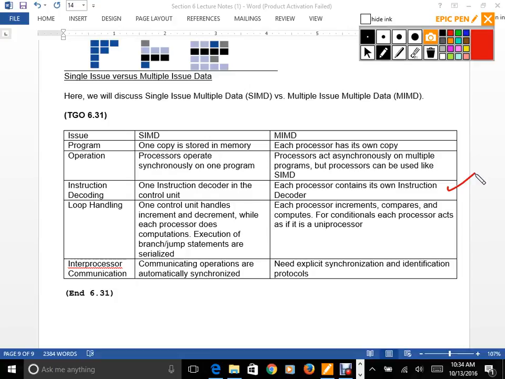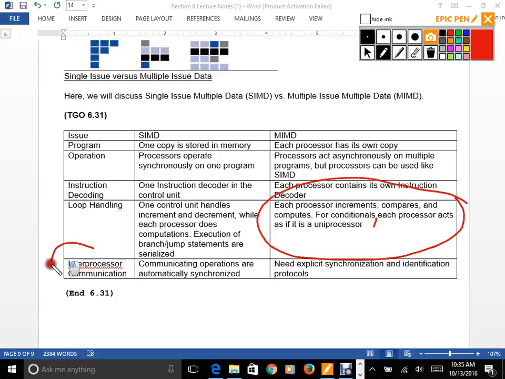Whereas in multiple issue multiple data, it's kind of this thread level type parallelism. Each processor increments, compares, and computes. So you want to try to have good control of what processor is doing what branching and what jumping. For conditionals, each processor acts as though it's a uniprocessor. So each processor is doing its own set of looping.